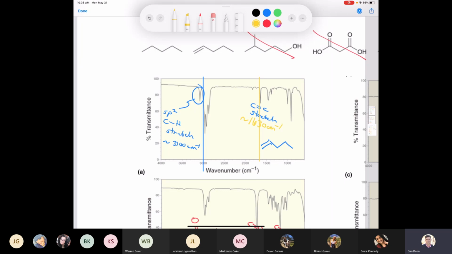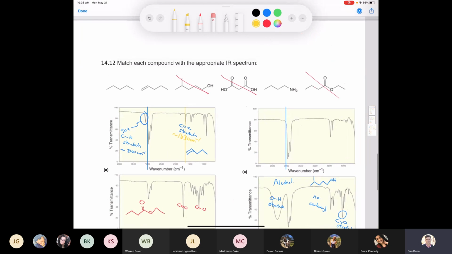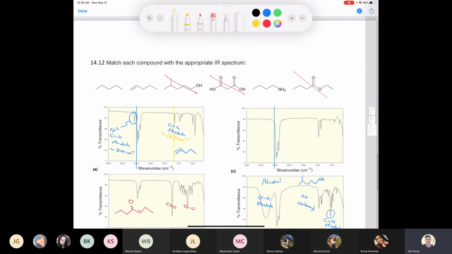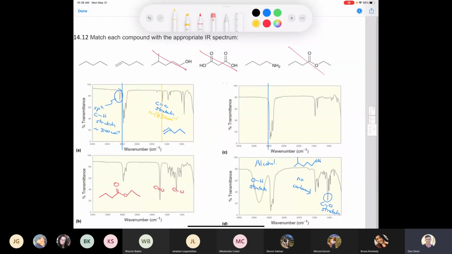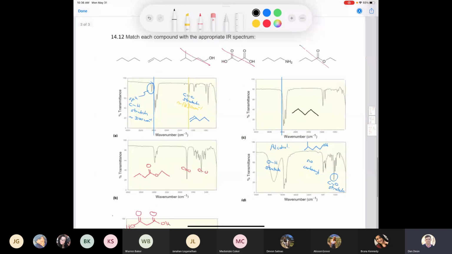1630 reciprocal centimeters. And then in the last one, I think Mackenzie told me a while ago that C was the alkane. There's nothing up here. There's no carbonyl, right? There's no triple bond. There's nothing, okay? So this would be the alkane, which is called pentane. And there you go. We solved all of them just like that.